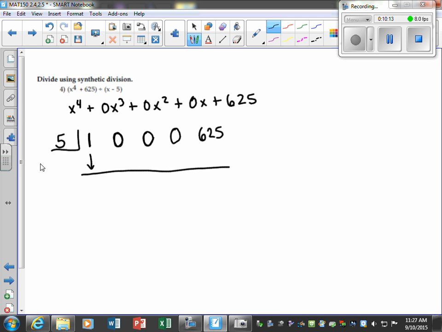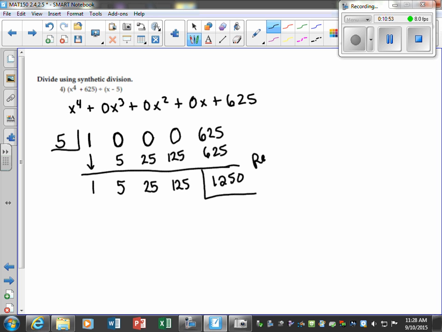Always drop the first. Then we multiply, add down, multiply, add down, multiply, add down until we're done. All right, here we go. 5 times 1 is 5. Add down. Now start over. 5 times 5 is 25. Add down. Start over. 5 times 25 is 125. Add down. 0 plus 125 is just 125. Start over. 5 times 125 is 625. Add down and we get 1250. Now this is our remainder.